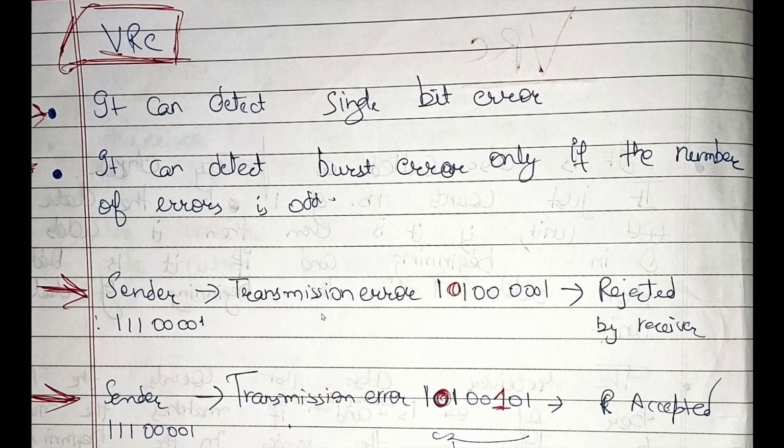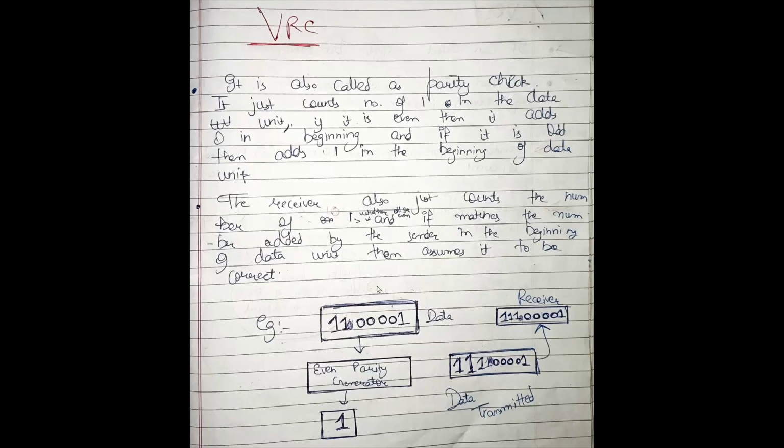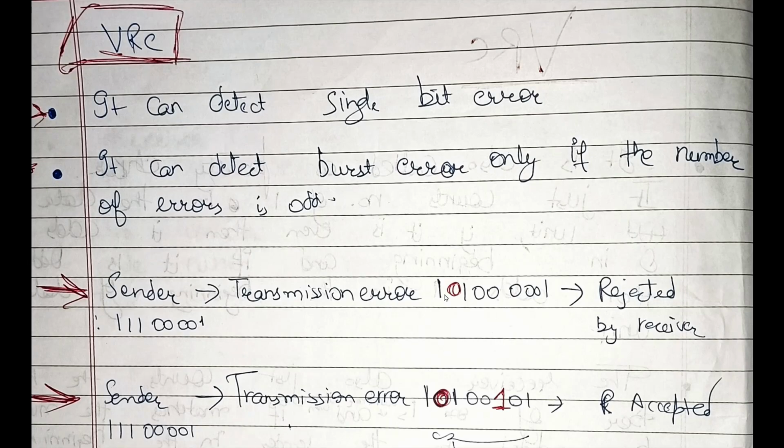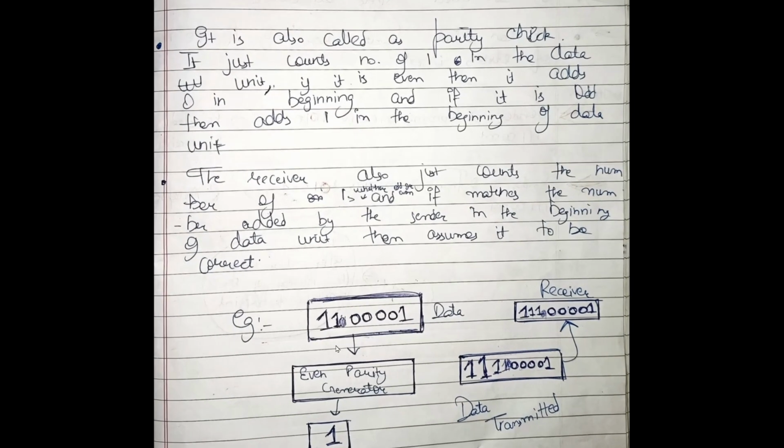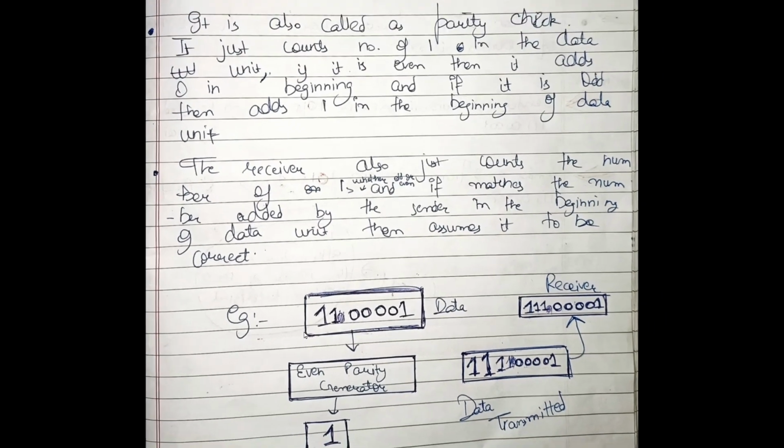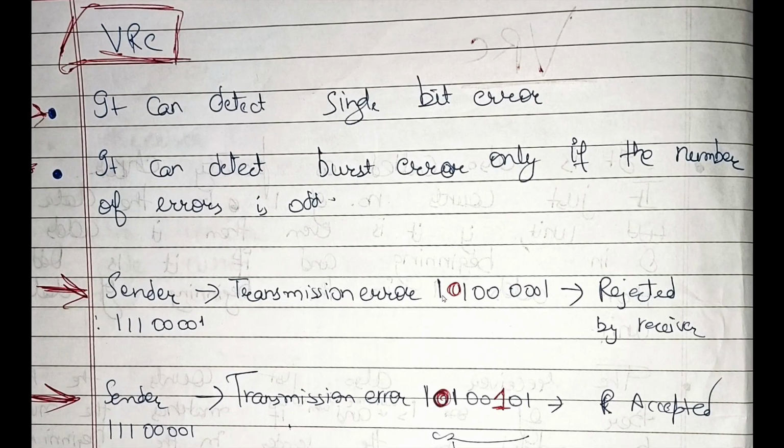Look, sender transmission error. Look, sender is sending 1 0 1 0 0 0 0 1. It is written over here. Look, the sender sent this, which was the original data. It got modified like this: this first bit got modified into 0. This is the parity check. This first bit got modified into 0, so it became 0 1 0 0 0 0 1.